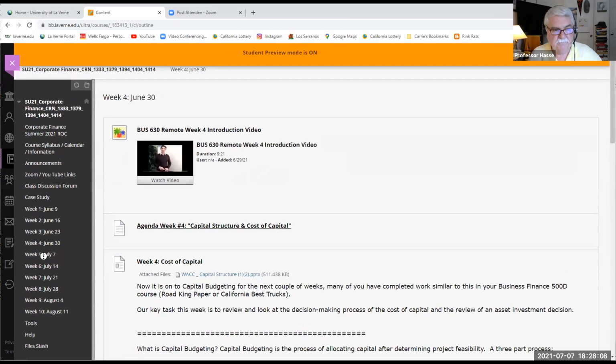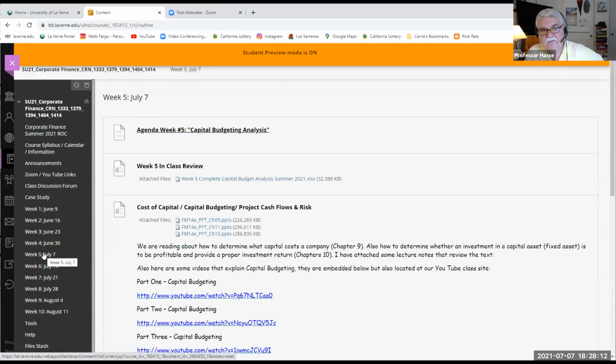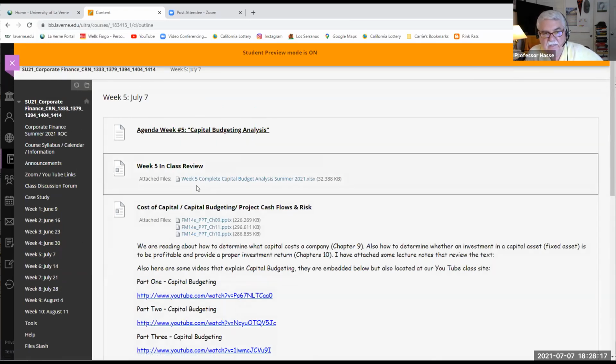Oops, wrong week. This is our week 5 file folder with our agenda this week. And here's the spreadsheet I will be using in the class this evening, week 5 capital budget analysis. Especially, as I said at the beginning of the class, for any of you who need a quick refresher about capital budgeting analysis, this is a good spreadsheet to give you the basics to refresh your memory. And that also leads us into discussion of risk assessment for capital budgeting.